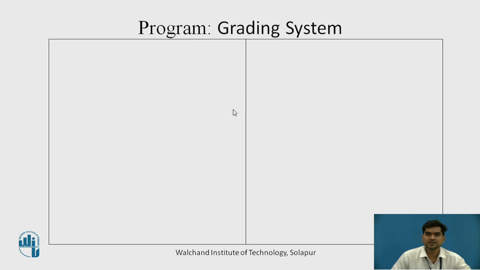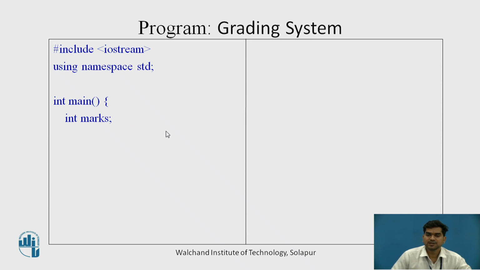See, this is the header file; we have already seen the concept of this. Then we need to use the standard namespace. Then we start the program. Here the integer is marks. Then we need to enter the marks to check which grade we get based on them, so we take the marks using cin.